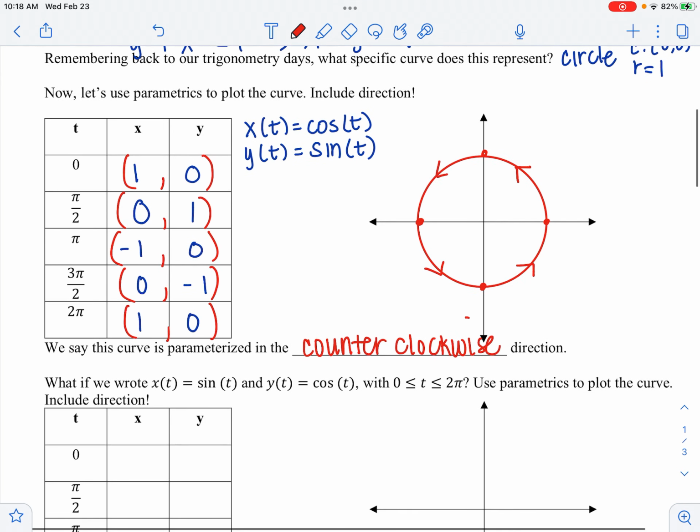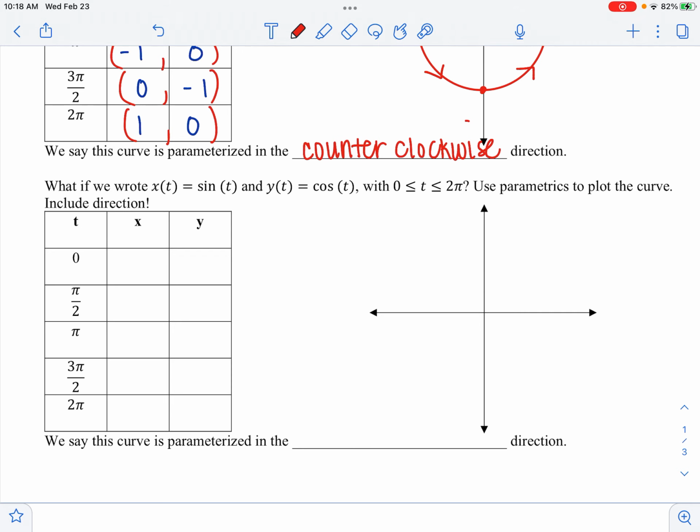All right, so what if we wrote x as sine and y as cosine instead, with t still between 0 and 2 pi? Use parametrics to plot the curve and include direction. So instead of doing cosine first, I want the sine value first.